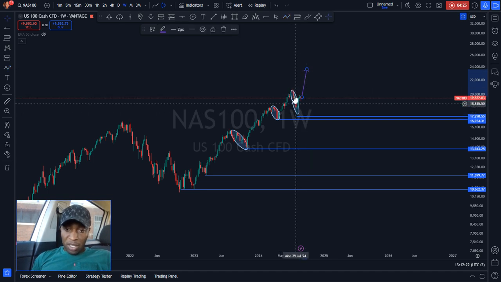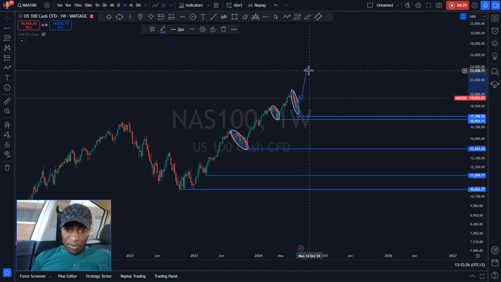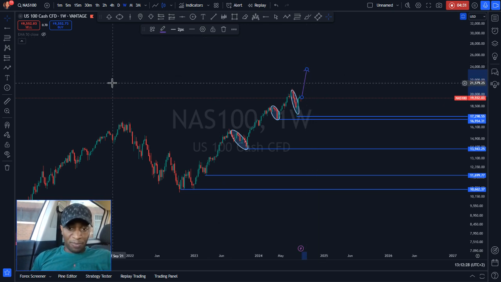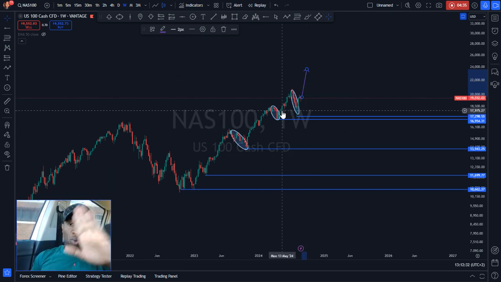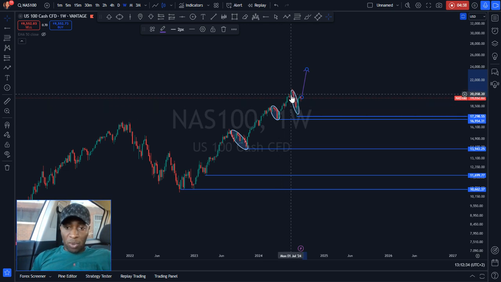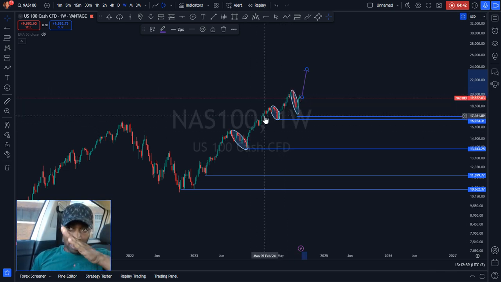So which means after this correction, we are expecting to see impulsive, correction, impulsive, correction, impulsive, correction going to the upside. As long as you can identify that this is an impulsive move, we are just going to go to the lower time frames and look for those continuation patterns. Remember, when you know that something is impulsive, you're going to be looking for continuation.